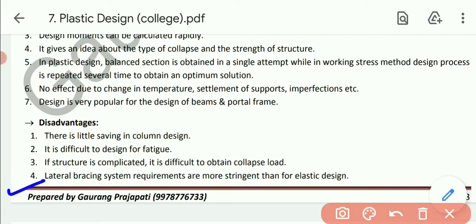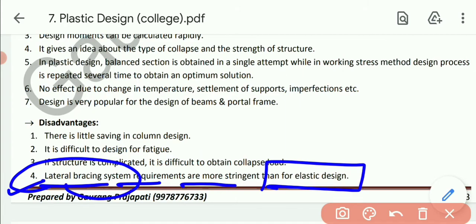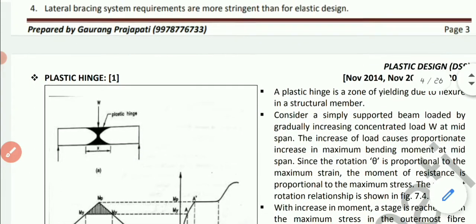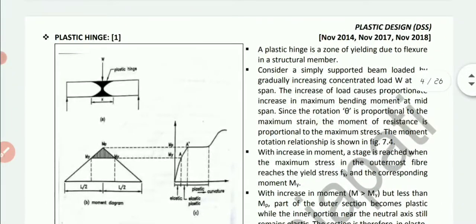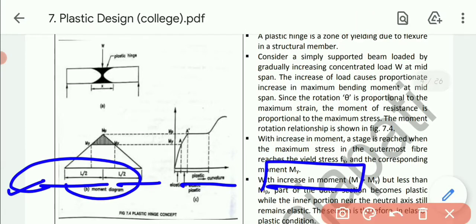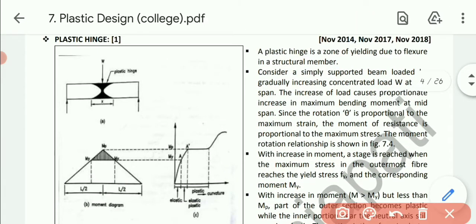And fourth one, lateral bracing system requirements are more strict than in the elastic design. So compared to the elastic design, lateral bracing requirements are more stringent. Okay. Next one, that is plastic hinge. So let's first go through the theory, then I will explain the concept of it. See, plastic hinge is a zone of yielding due to flexure in a structural member. So first of all, plastic hinge is, we can say, a zone of yielding due to flexure in the structural member.